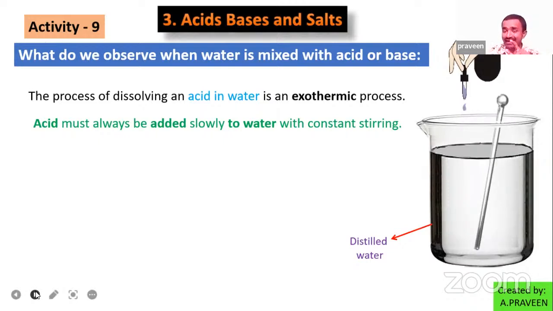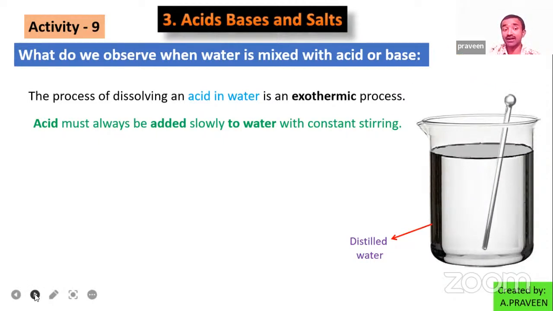Suppose what I added is HCl. So what is the solution here? It is not distilled water. That solution is diluted HCl. So this is the process of diluting. Sir, if I reverse, what happens? It may spill or break the glass container. That is very dangerous, because it is highly exothermic.